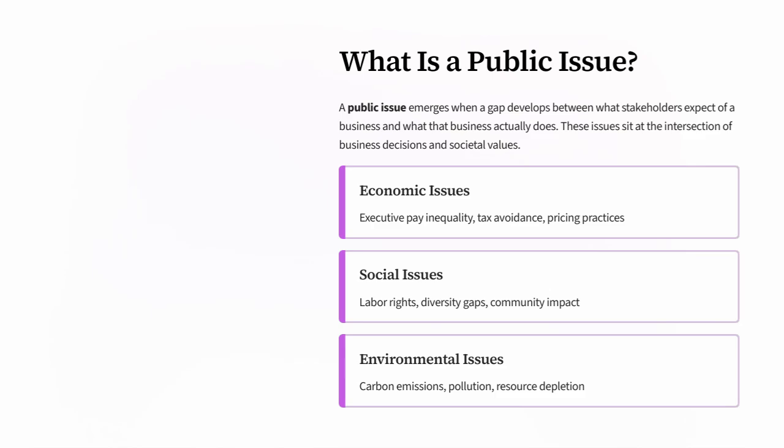They can be economic, such as executive pay inequality, tax avoidance, or pricing practices. They can be social, involving labor rights, diversity, and community impact. And they can be environmental, including carbon emissions, pollution, and the depletion of natural resources. Understanding which dimension is involved helps clarify both the concern and the stakeholders affected.